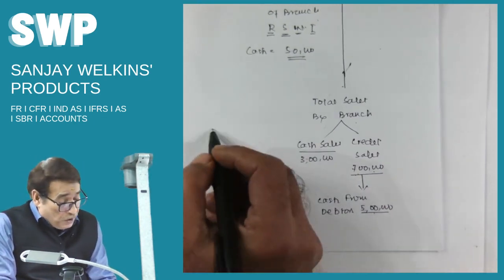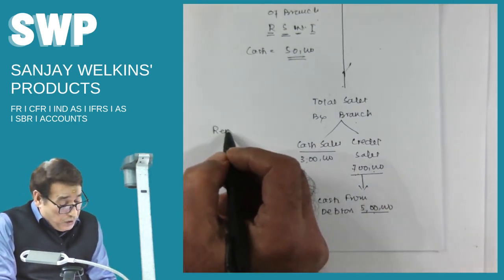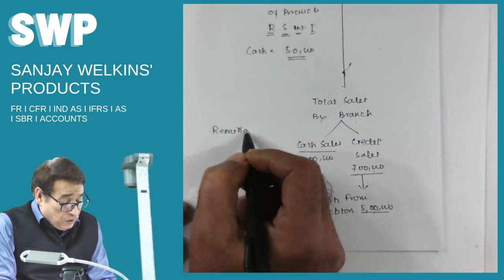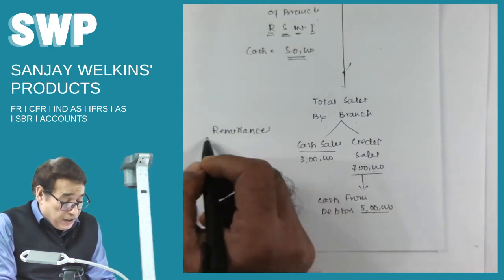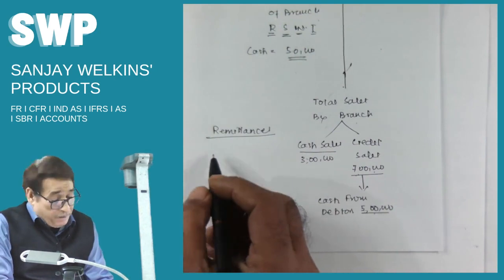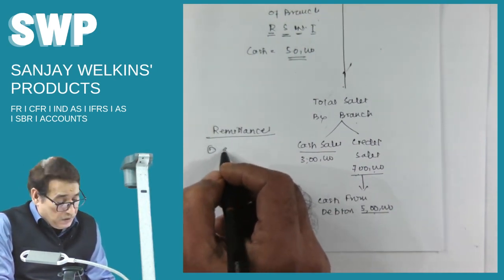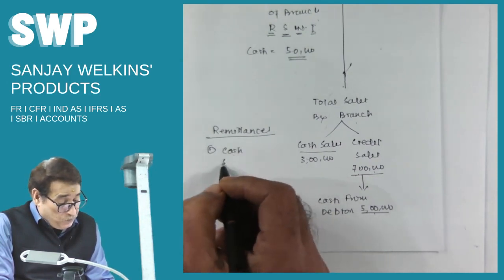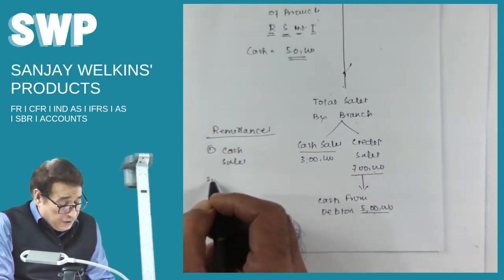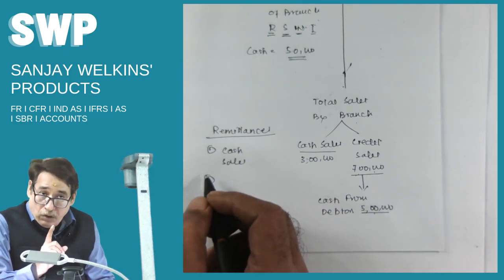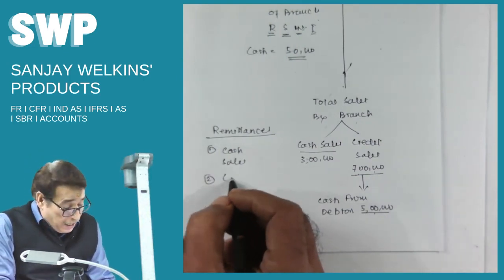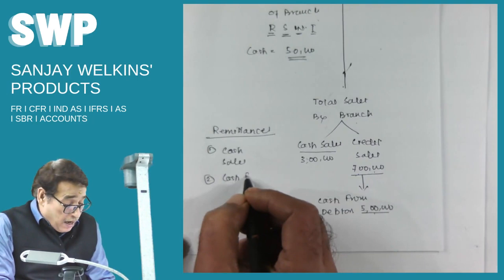Please pay attention. I told you the meaning of remittances earlier. As you know, in the branch account towards the credit side, we write remittances. Remittances has got two important parts. One, cash sales. And second, not credit sales, second is cash from debtors. Cash from debtors.